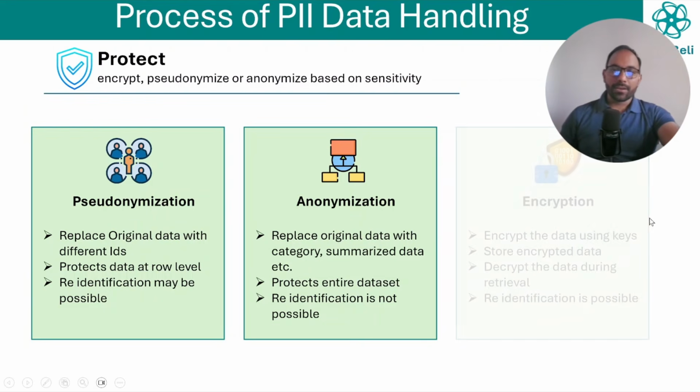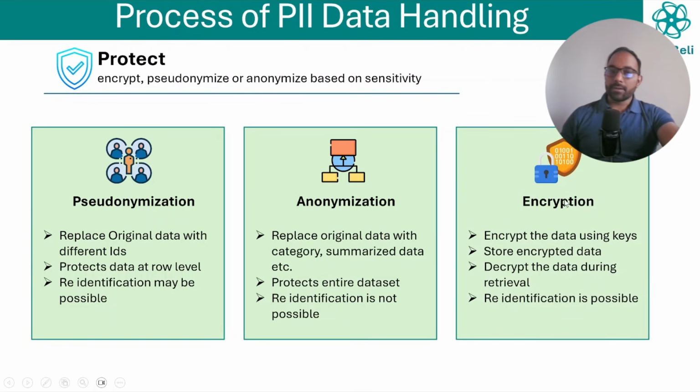And the next one is encryption. In encryption, we encrypt the data using some keys. We store the encrypted data, and during retrieval of the data, we decrypt the data if required. And in this technique, re-identification is definitely possible. That is the purpose of encryption as well. And all these three techniques have subcategories also. So we will understand each and every one of them one by one.